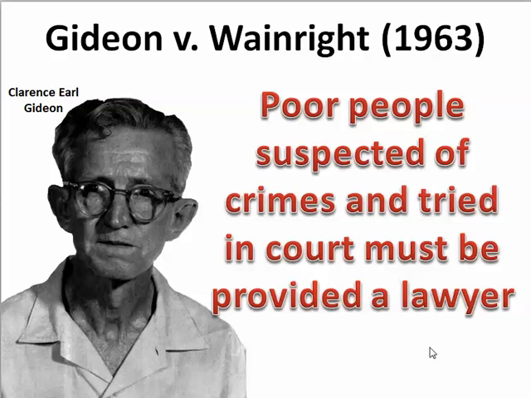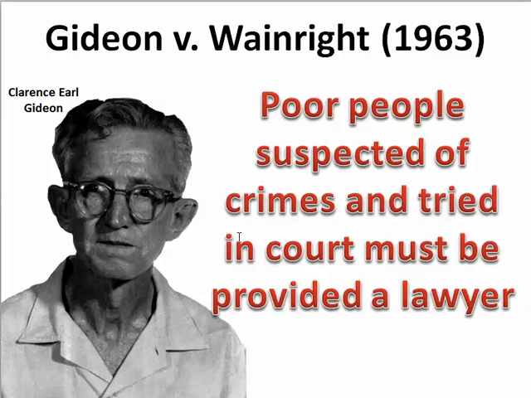And the Supreme Court under the Warren Court agreed with him and actually ordered a retrial, and he was actually released from prison. So poor people suspected of crimes and tried in court must be provided a lawyer if they can't afford one. So this lays the foundation for Ernesto Miranda. It shows that Earl Warren is going to protect people accused of crimes. In other words, he is going to protect their individual rights against the government, their civil liberties against the government.